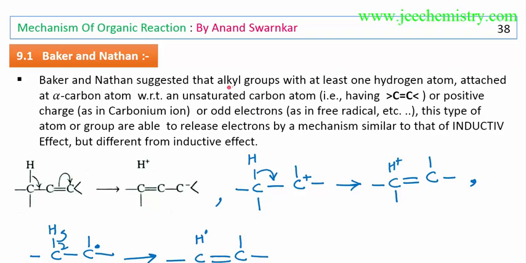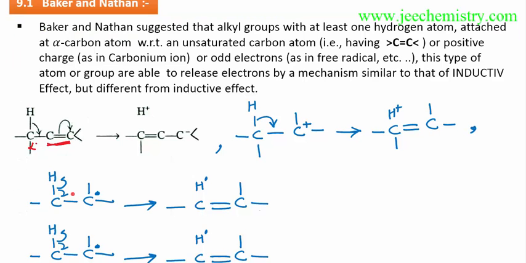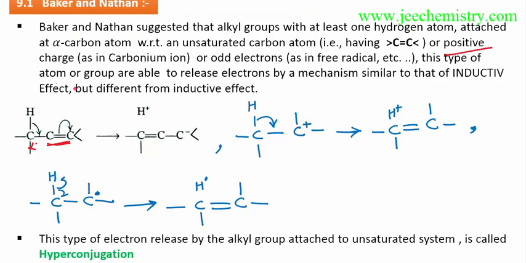Baker and Nathan suggested that an alkyl group with at least 1 hydrogen atom attached at the alpha carbon with respect to an unsaturated carbon. Here is the alpha carbon attached with this unsaturated group. At least 1 hydrogen must be there for hyperconjugation. This group may have a positive charge, a carbonium ion, odd electrons, or a free radical. Odd electron means free radical, etc.